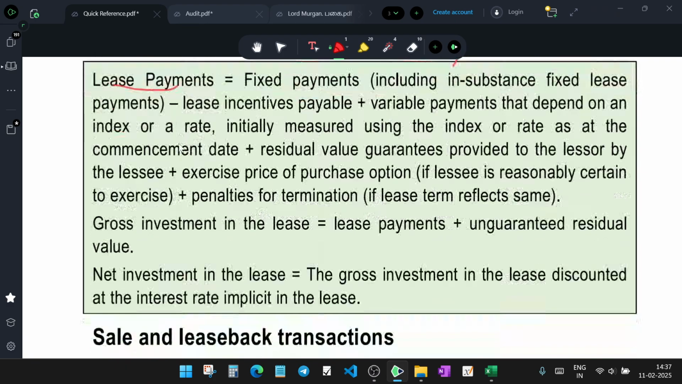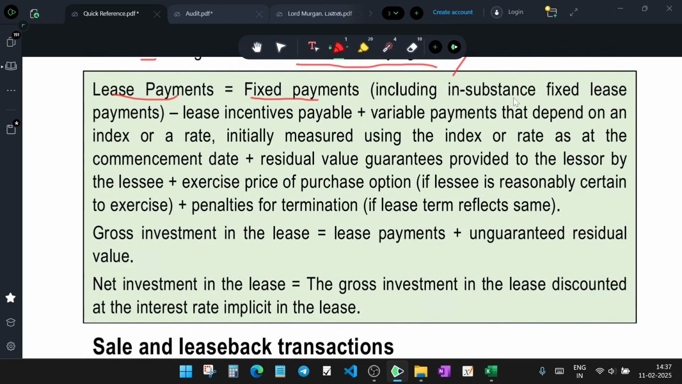So lease payment, what should be considered? Fixed payment every month, fixed payment minus lease incentive. If I'm going to give some lease incentive, that's subtracted. Then variable payment that depends on an index or rate, initially measured using the index or rate at the commencement date, that should be added. Residual value guaranteed by the lessee, that should be added. Exercise price for purchase option, to be added. Penalties for termination: if you think he will do it and you are realistic about that, you can add it.